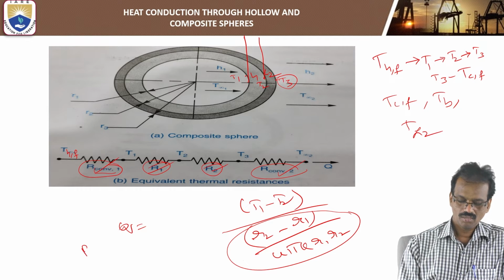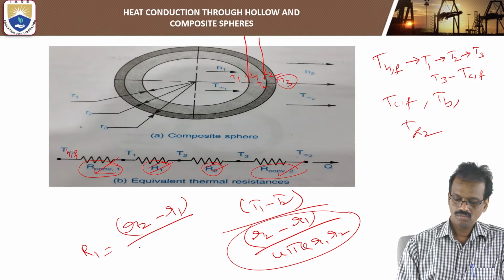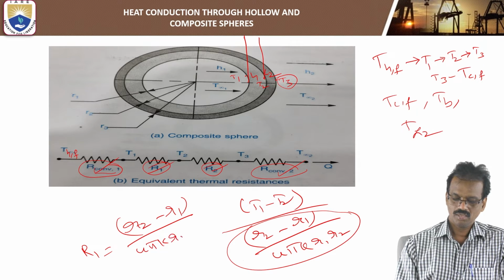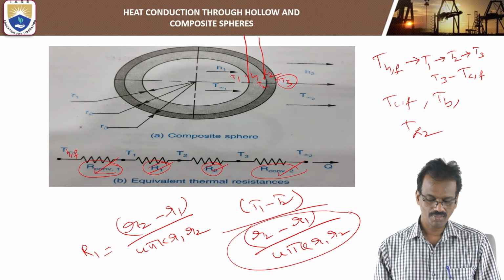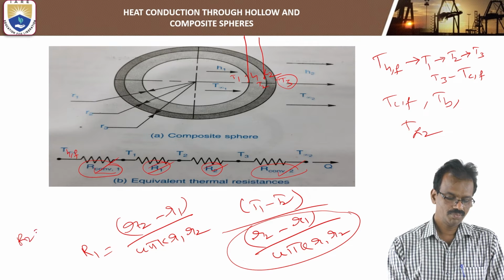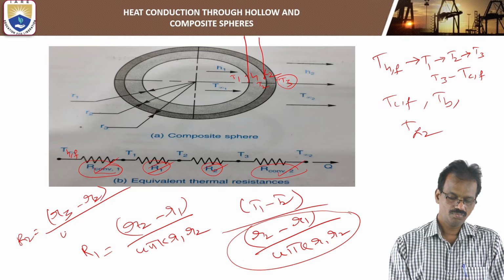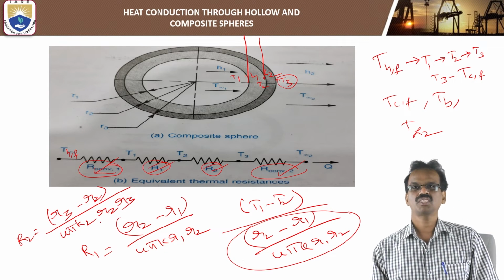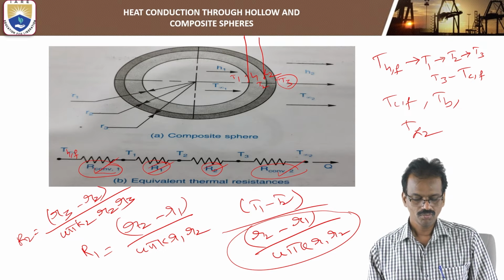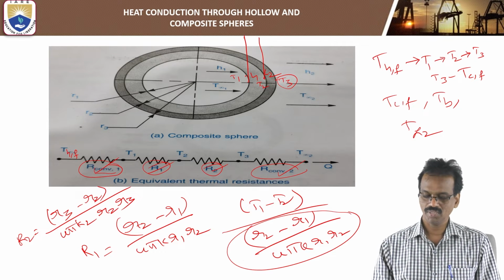It means R1 is equal to R2 minus R1 by 4 pi K R1 R2. So this is the thermal resistivity of layer 1. Similarly, thermal resistivity of layer 2 is equal to R3 minus R2 by 4 pi K2 into R2 R3. So you can find all these individually and solve the formula directly and easily.